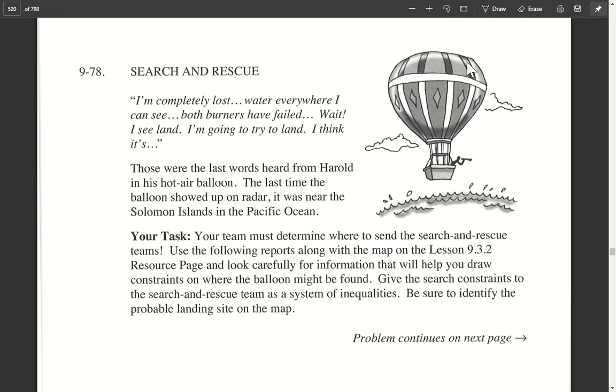So the idea is that a hot air balloon is crashing somewhere, and we have a series of constraints, and we're going to constrain where we look for the crashed balloon by using these constraints. "I'm completely lost, water everywhere. I can see both burners have failed. Wait, I see land. I'm going to try and land." I think those were the last words from Harold in his hot air balloon. The last time the balloon showed up on radar, it was near the Solomon Islands in the Pacific Ocean. Your task, your team.